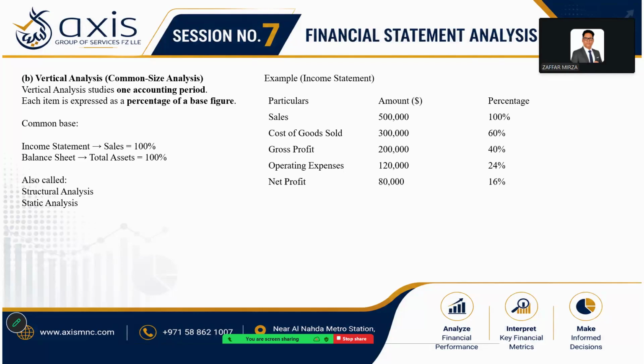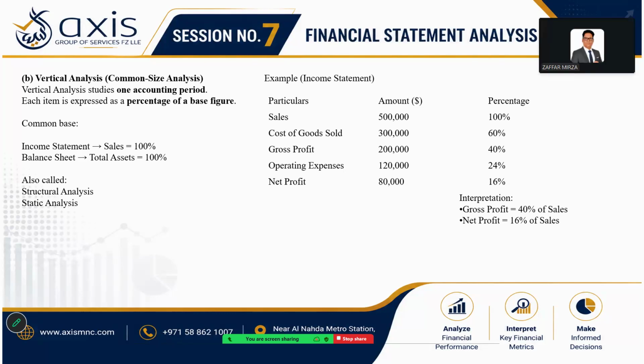When you are comparing one accounting period, vertical analysis is called common size analysis. Here, we take one base for the income statement. The base is sales. Sales divided by sales is 100%. Cost of goods sold divided by sales: 300,000 divided by 500,000 is 60%. Gross profit 40%. Operating profit 24%. Net profit 16%. Understood, Rikesh? Yes, sir.